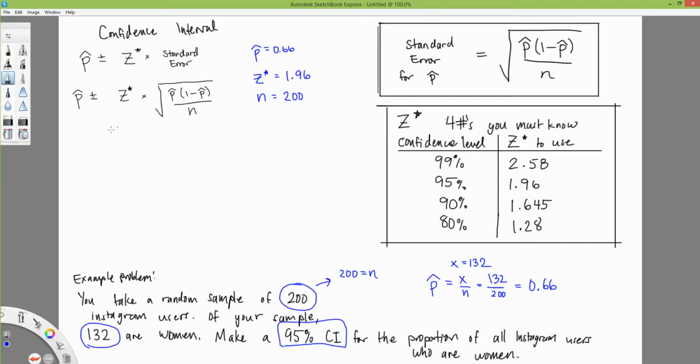Okay, so p hat is 0.66 plus or minus z star, which is 1.96, times the square root of 0.66 times 1 minus 0.66 divided by 200. So far, so good? Everyone's good?